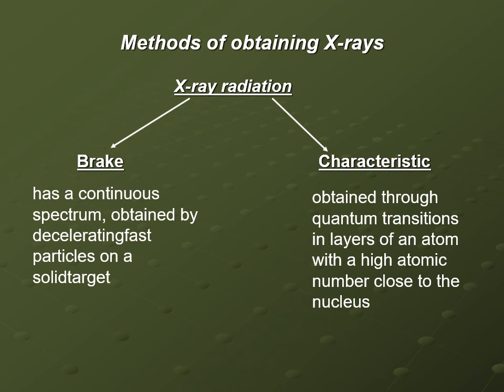In addition, the appearance of characteristic X-ray radiation is also possible. It is obtained during quantum transitions on layers of an atom close to the nucleus with a high ordinal number. Just as bremsstrahlung, characteristic X-ray radiation can be obtained using an X-ray tube. If you increase the voltage of the X-ray tube and increase the electron energy, electrons will be knocked out of the inner layers, and electrons from the overlying layers move to the vacant place, while energy is released in the form of characteristic X-ray radiation.